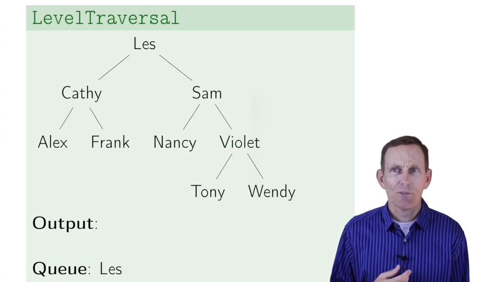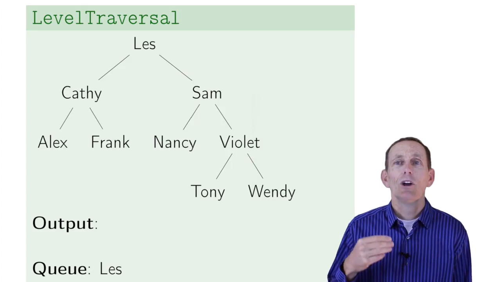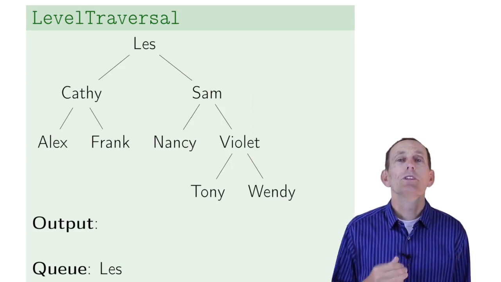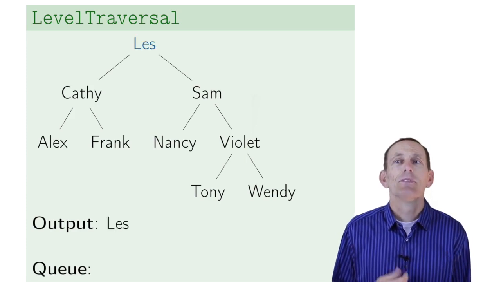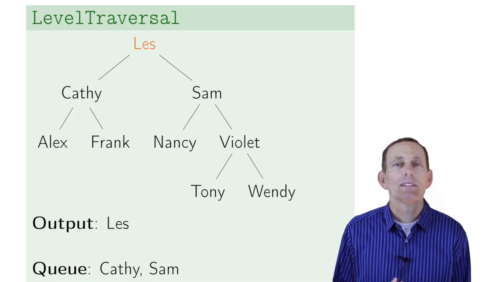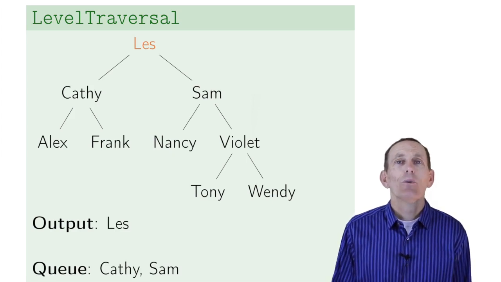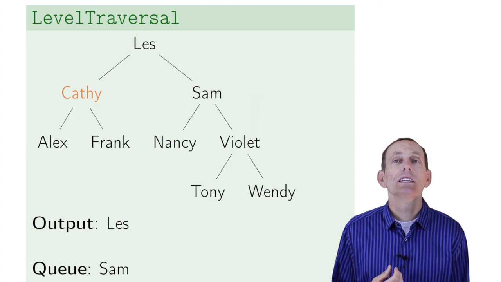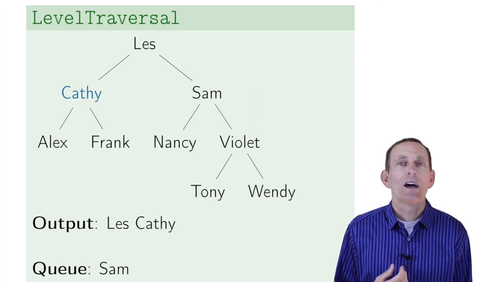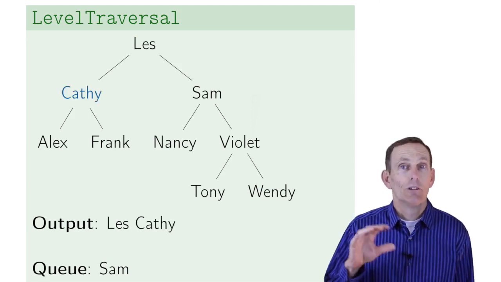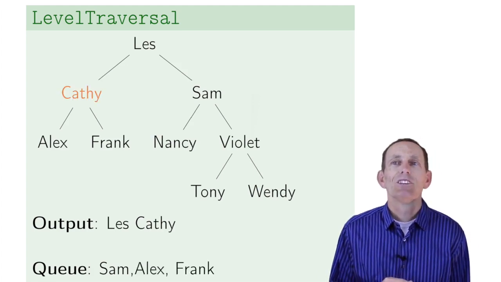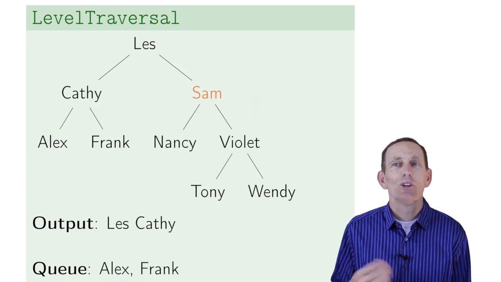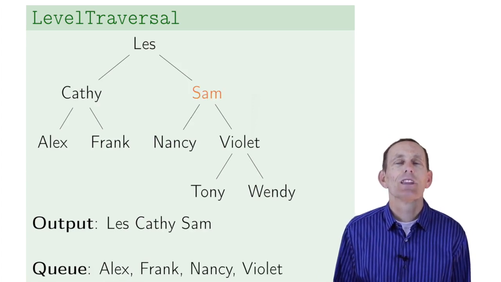We'll see the example here, and we're going to show the queue. So here, let's say we're just before the while loop, the queue contains Les, and we're going to now dequeue Les from the queue, output it by printing it, and then enqueue Les's children, which are Kathy and Sam. Now we visit those in order. So first we're going to dequeue Kathy, print it out, and then enqueue its children. Remember, when we're enqueuing, we go at the end of the line, so Alex and Frank go after Sam. So now we're going to dequeue Sam, print it, and then enqueue its children, Nancy and Violet.